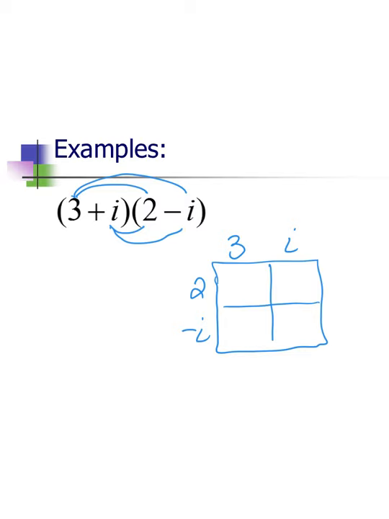You can go here, here, then here, then here. So 3 times 2 is 6. 2 times i is 2i. 3 times -i is -3i. -i times i is -i squared. Now, i squared is really -1. So in this last box down here, we have a -1. So that's really a +1. So if I combine like terms from that box, I have a 6 and a 1, that makes 7, and 2i minus 3i is negative i, or negative 1i.